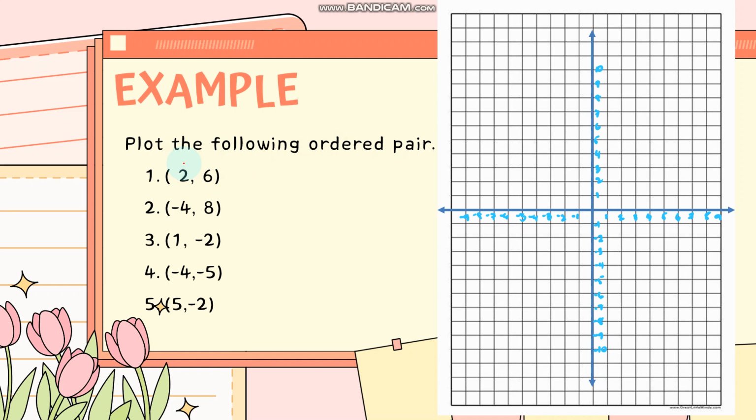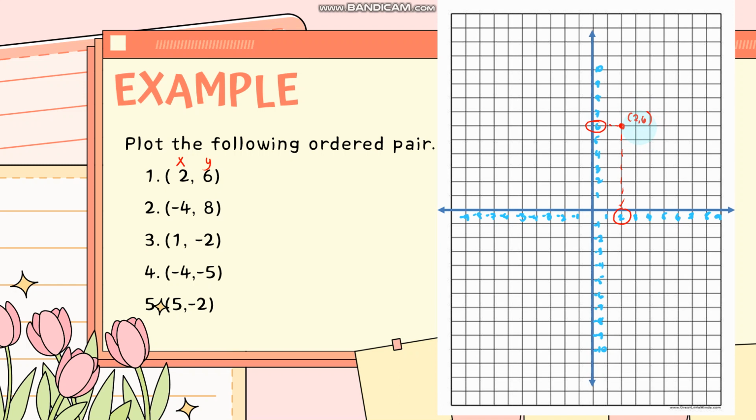The first is 2 and 6. 2 is the x of the ordered pair, and 6 is the y. As you can see, 6 is in the y-axis, positive 6. And then, they are going to intersect. Kung saan po sila mag-intersect, doon po ang kanilang point, o kung saan po magpa-plot yung kanilang point ng kanilang ordered pair. So, we name it as 2, 6.